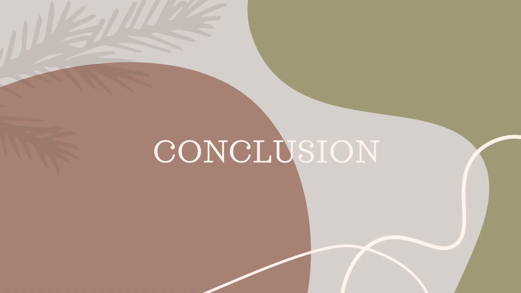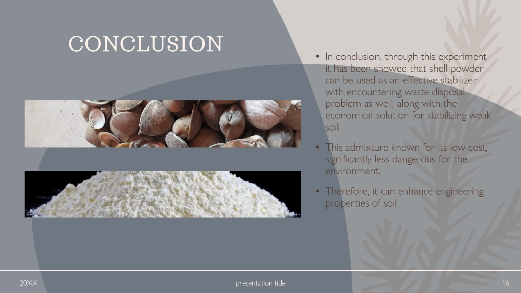Conclusion. In conclusion, through this experiment, it has been shown that shell powder can be used as an effective stabilizer, while also addressing the waste disposal problem, along with being an economical solution for stabilizing weak soil. This admixture is known for its low cost and significantly less danger to the environment. Therefore, it can enhance the engineering properties of soil.